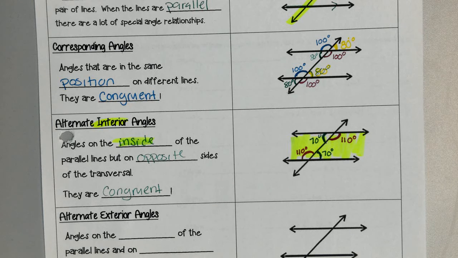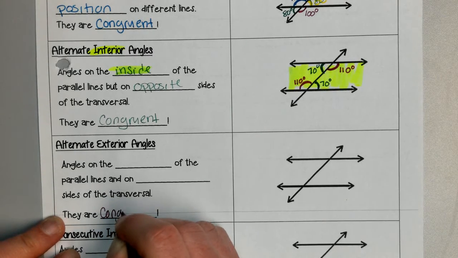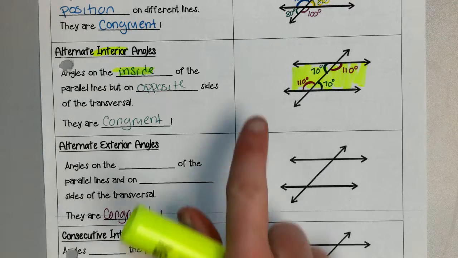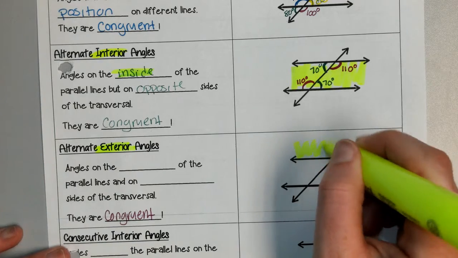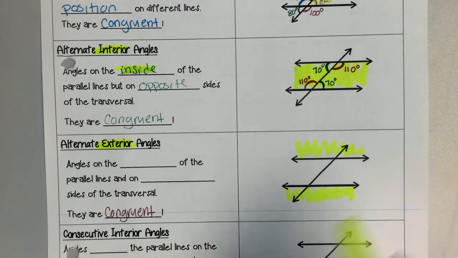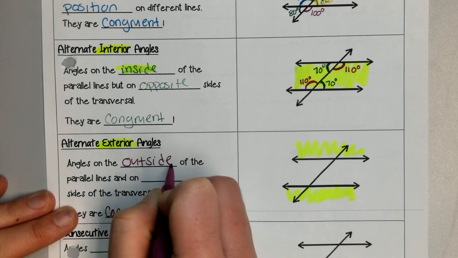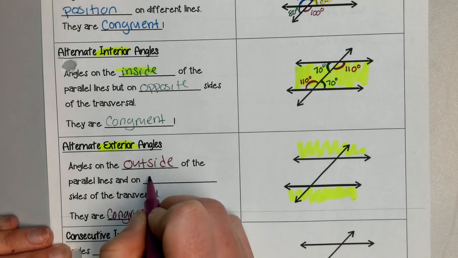What about alternate exterior angles? Are they going to be congruent? Probably. They are congruent. So alternate interior and alternate exterior angles are very, very similar. Interior angles are on the inside, so where do you think exterior angles will be? Yeah, outside. So alternate exterior angles are angles on the outside of the parallel lines. And again, because they alternate, they're going to be on opposite sides of the transversal.